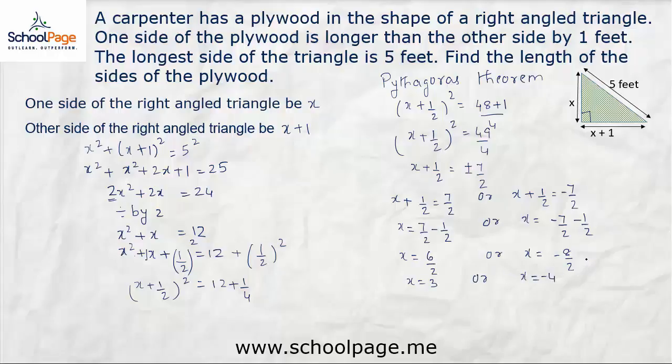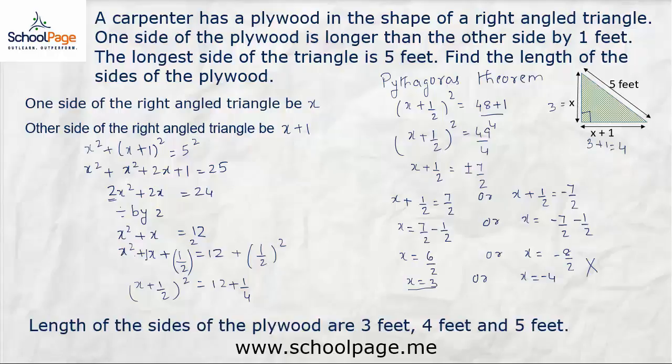Now the root x = -4 we will have to neglect, because we know that the length of the sides cannot be negative. So we use x = 3. If x is equal to 3, that means one side of the plywood is 3. Then the other side will be 3 + 1, which is equal to 4. So we have found the length of the sides of the plywood as 3 feet, 4 feet and 5 feet.